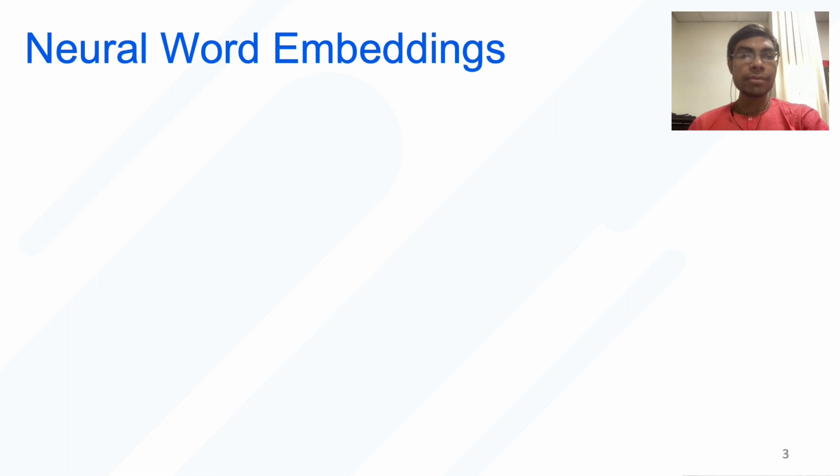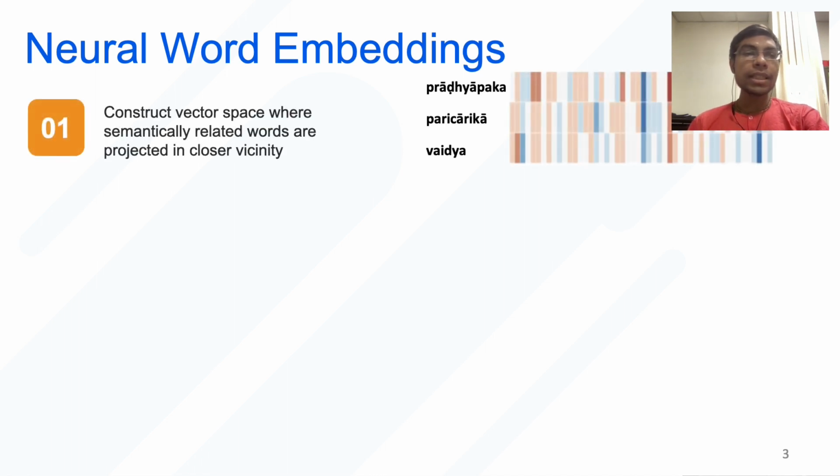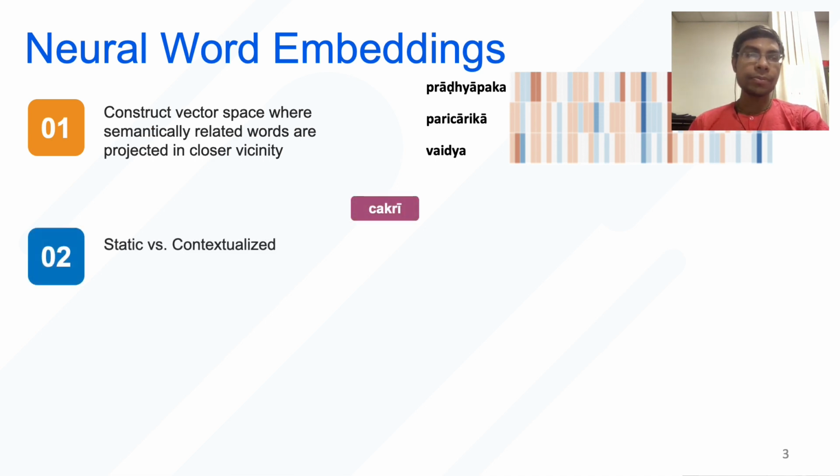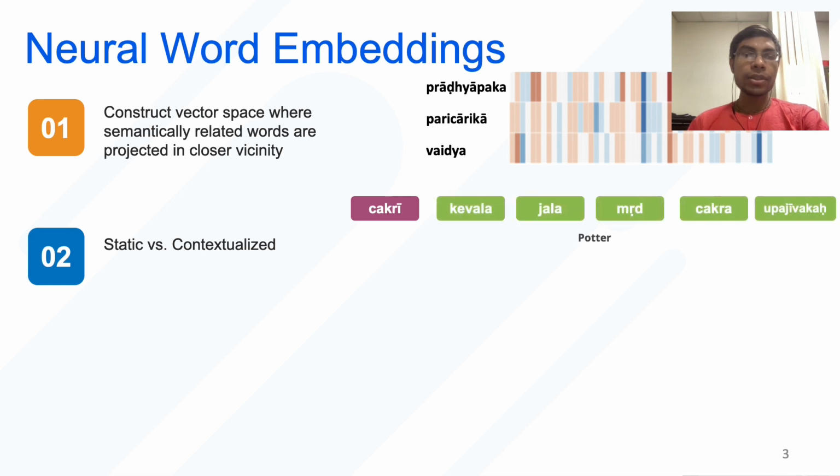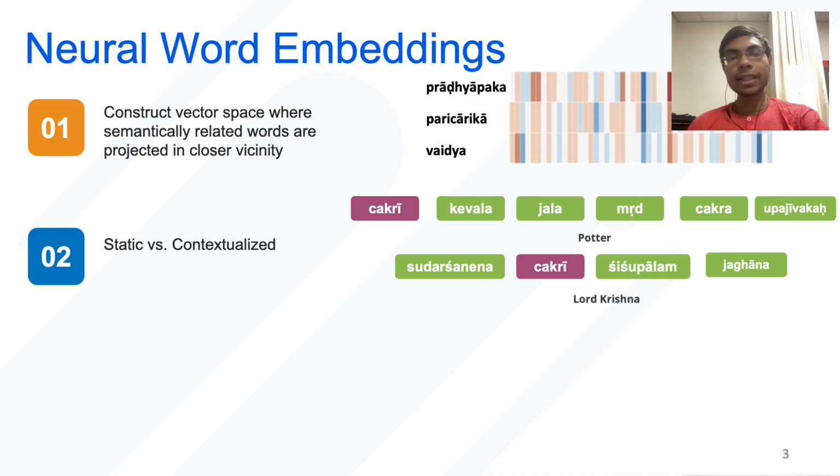What are word embeddings? Basically, a word is projected into a vector space in such a way that two meaningful or related words are in close vicinity, and words which are not related are far away in that vector space. There are two types of embeddings, static and contextualized. For example, let's take the word chakri. In this context, the meaning of chakri is potter, but if we take the same word in another context, its meaning becomes Lord Krishna.